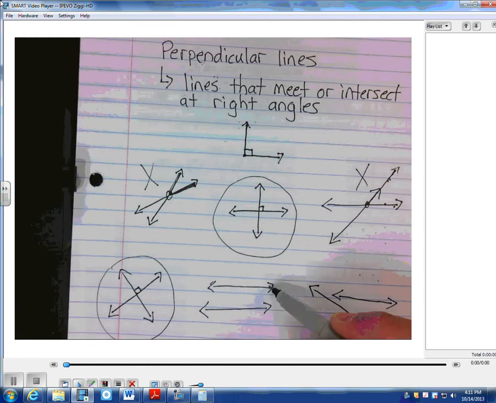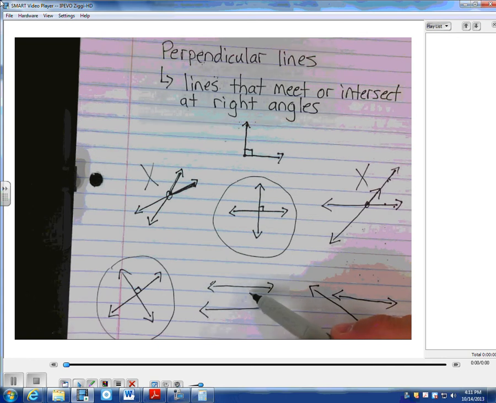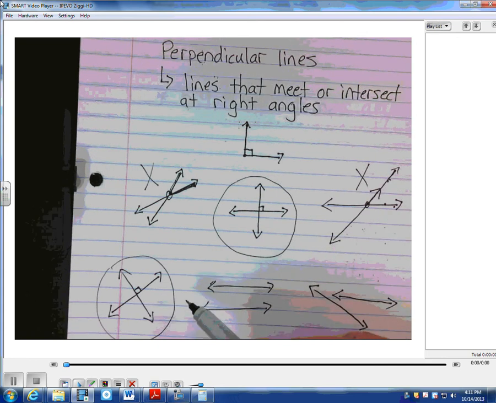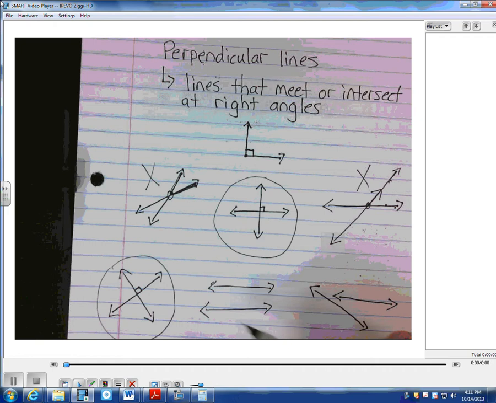These two lines would not be, because these two lines never meet each other. They never intersect. So this line's going this way, and this line's going the same thing. These two lines are parallel to each other. They're parallel, but they are not perpendicular. They don't even meet. So this would be a no.